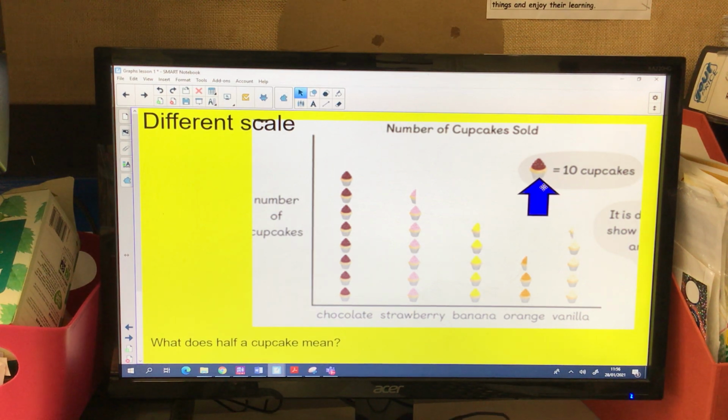Half the amount of this. One full cupcake is 10. So a half cupcake would be, you're absolutely right, would represent 5. Okay, half of that.